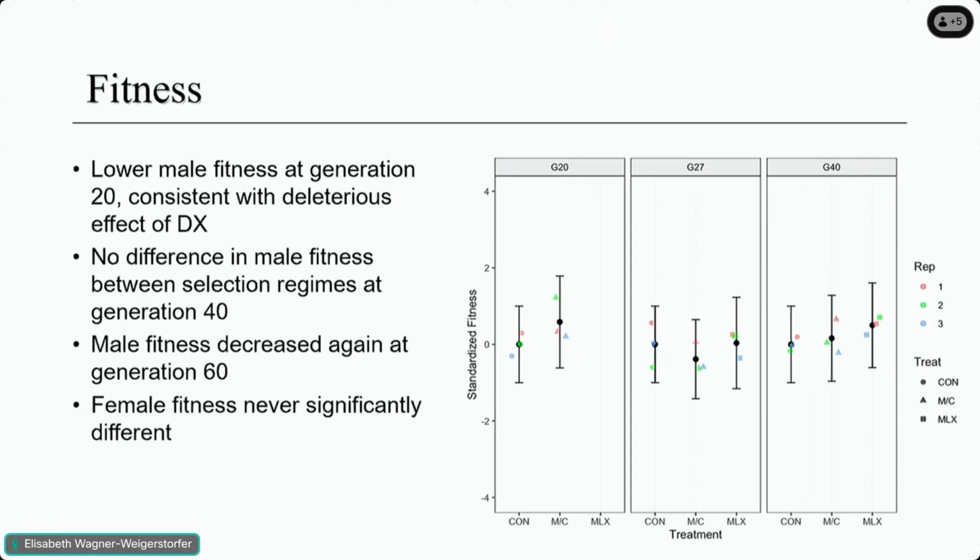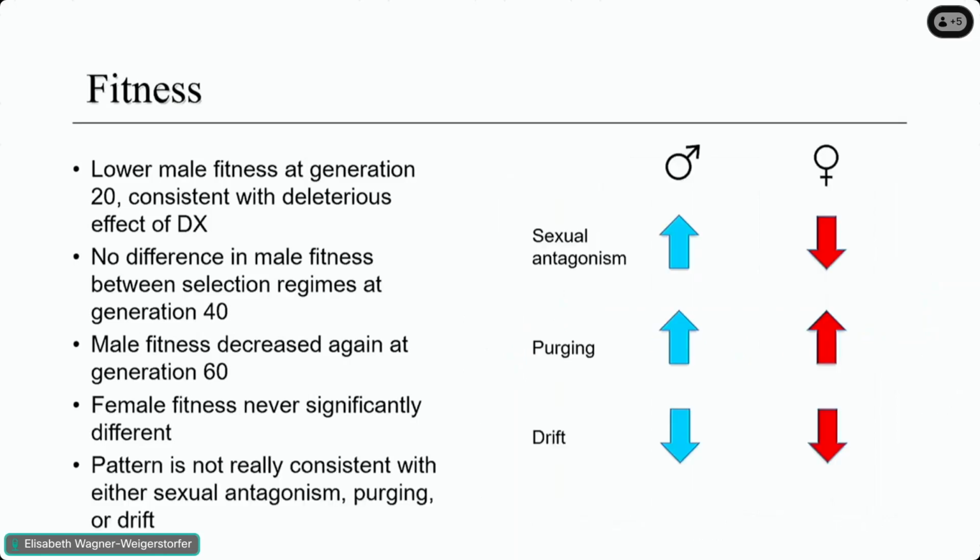Female fitness was never significantly different. The first time we measured female fitness, we only measured 2 of the genotypes, the control and the heterozygote, and then we didn't measure the MLX one. But there was never any difference in the female genotypes. So this is kind of puzzling because we did have some sort of a priori expectation of how things should potentially change, right? And I would say that taking the male and the female fitness results together, we don't really have any clear-cut support for any of these explanations.